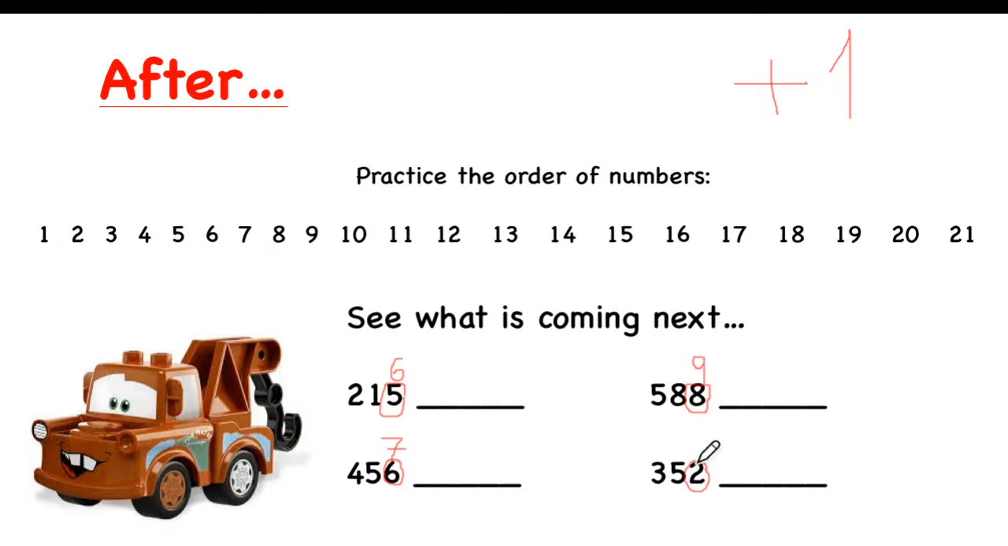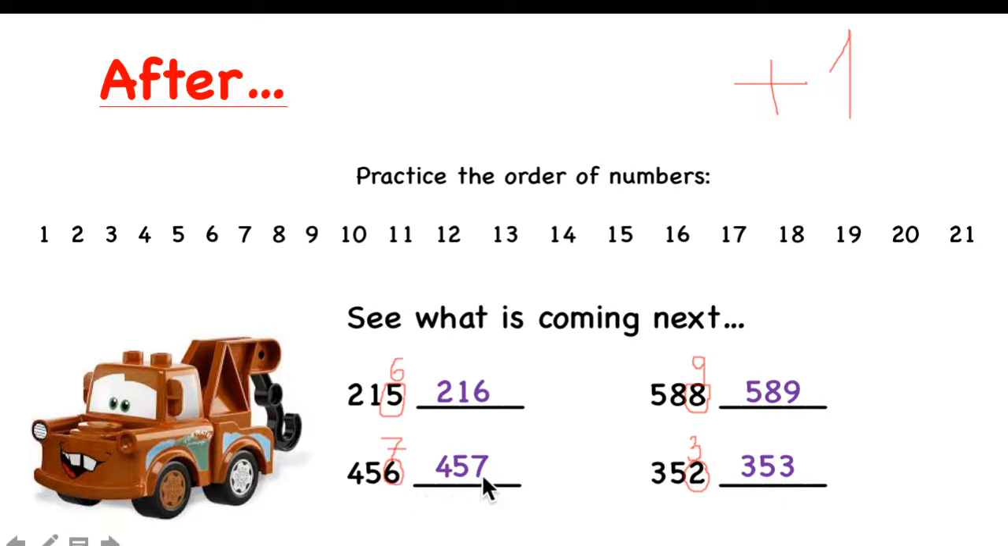2 plus 1 will be how much? 3. Now, I will copy the hundreds and tens digits, but I change the ones digit into the new one, plus 1. It will be 216, 457, 589, 383. You see, from 5, it is changed to 6.